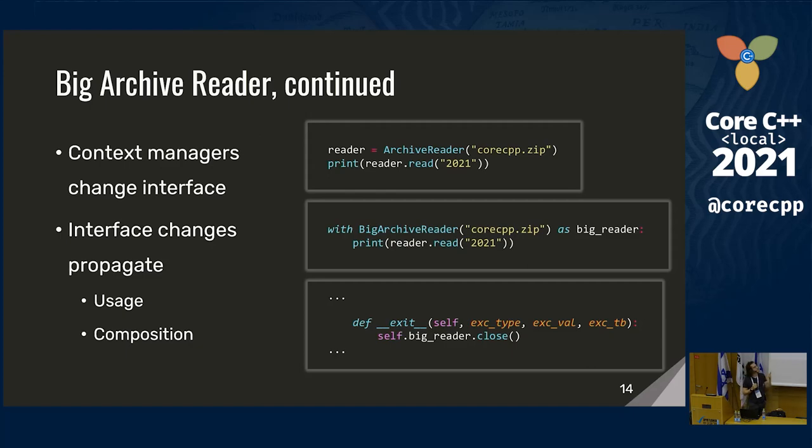Then when we use the code, it changes a bit, because instead of just initializing the object and reading from it, we need to use a with statement. Additionally, if you are to store that object inside another object, the changes we just made to the archive reader would propagate up, and we'd have to make that class a context manager as well. That keeps propagating higher and higher and higher in our code. If we cannot change the code that uses our object, we cannot make those changes. And this is quite an issue.